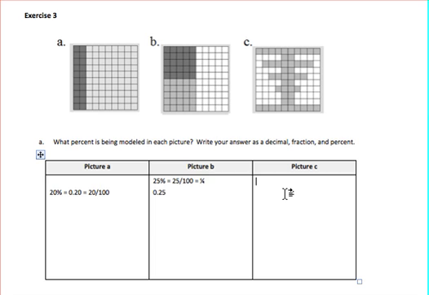Finally, in picture C, we find that there are 48 squares that are shaded. So we'll write that as 48%. The decimal is 48 out of 100, or 48 100ths. And writing the fraction, 48 100ths, simplifies to 12 25ths.